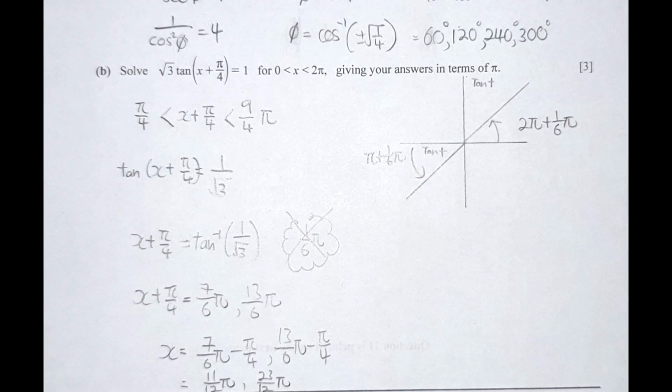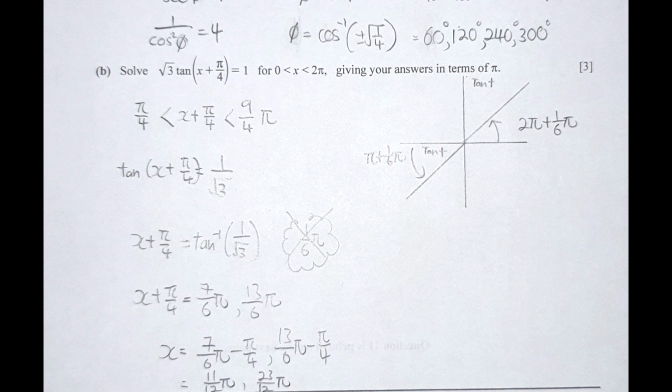As for the last part, the special part about the bracket is that it was changed into x plus pi over 4. So this will immediately affect the range that was given to us. So 0 plus pi over 4, you get pi over 4, and 2 pi plus pi over 4, you will get 9 over 4 pi. Okay, so this is our new range now. So I get rid of the square root 3, tangent of x plus pi over 4 equals to 1 over square root 3.